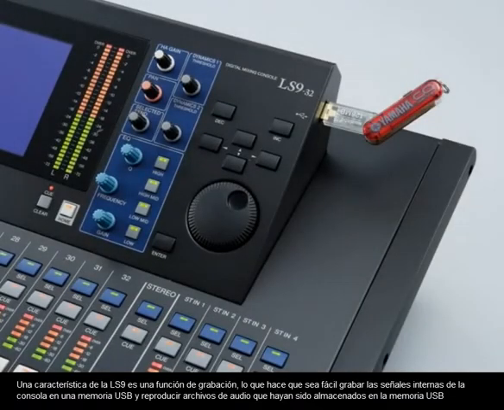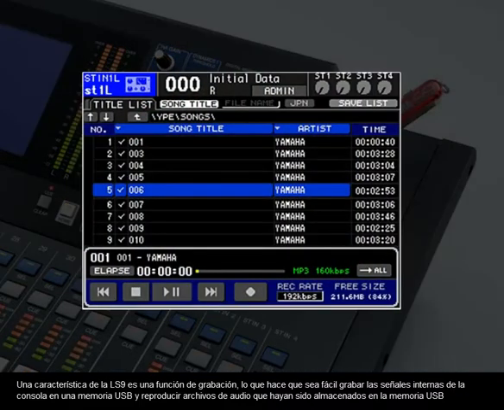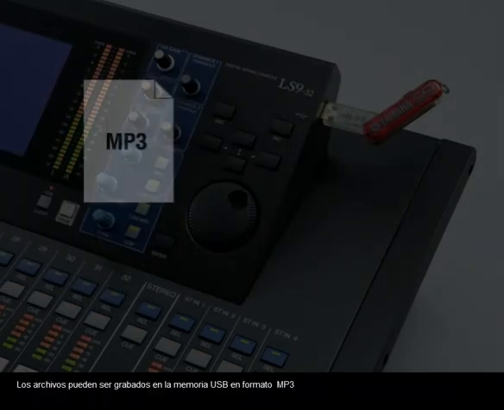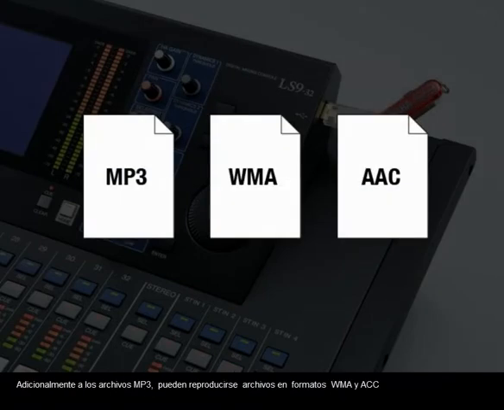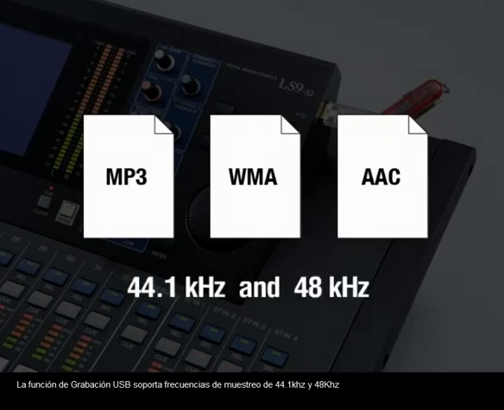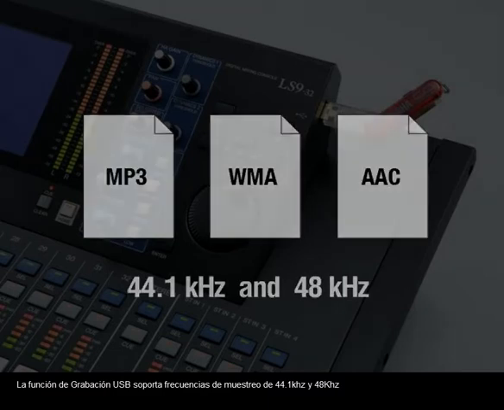The LS9 features a USB memory recorder function that makes it easy to record the console's internal signals to a USB memory and play back audio files that have been saved to a USB memory. Files can be recorded to USB memory in MP3 format. In addition to MP3 files, files in WMA and AAC format can be played back. The USB memory recorder function supports 44.1 kHz and 48 kHz sampling rates.